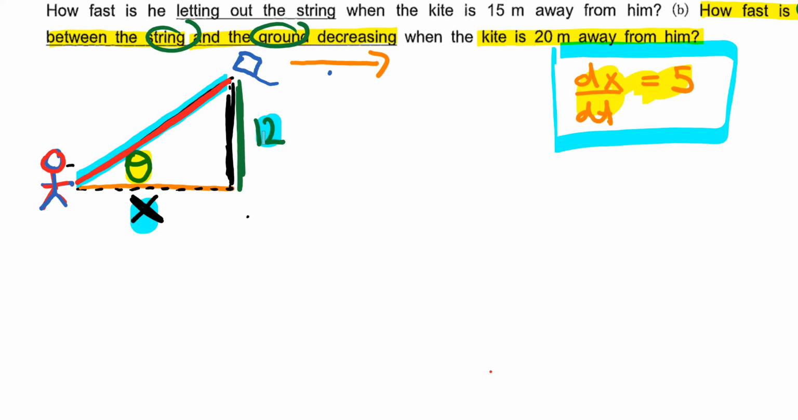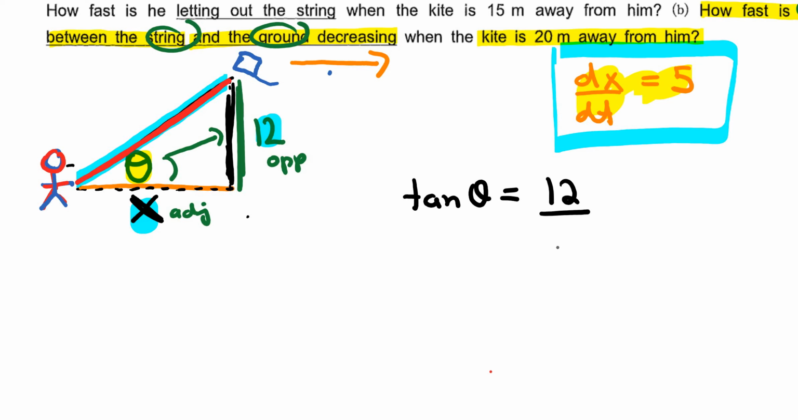I need to find a mathematical formula that connects the angle, the 12, and the x. And that's going to be tan theta, because this is your opposite, and this is your adjacent. All right, so I need tan of the angle, and that's going to equal my opposite over my adjacent. My opposite is 12, and my adjacent is x.